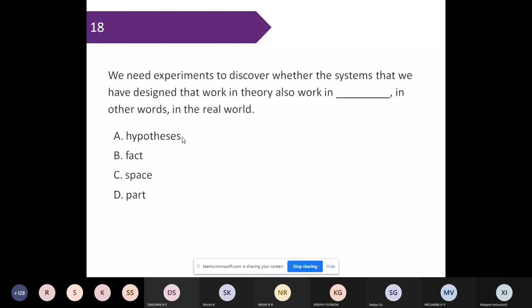We need experiments to discover whether the systems that we have designed that work in theory also work in blank, in other words, in the real world. Now, in the real world, that's the clue word or clue phrase. Whatever you have designed in theory also has to work practically. So my guess word can be practical. So search for a word in the options.